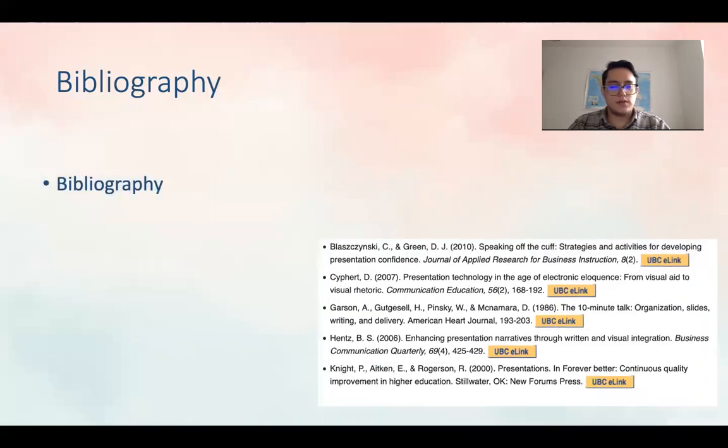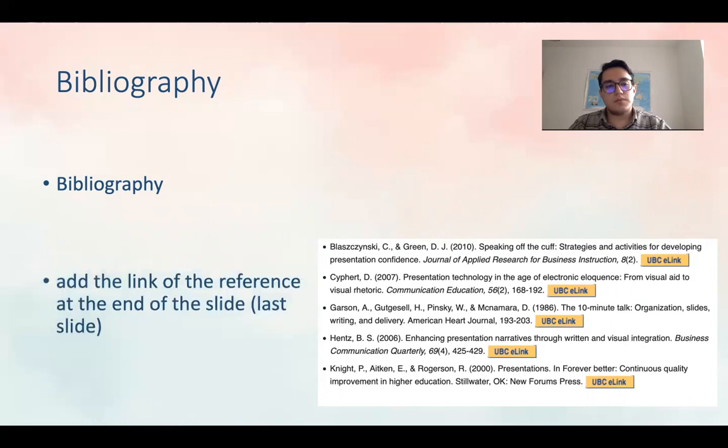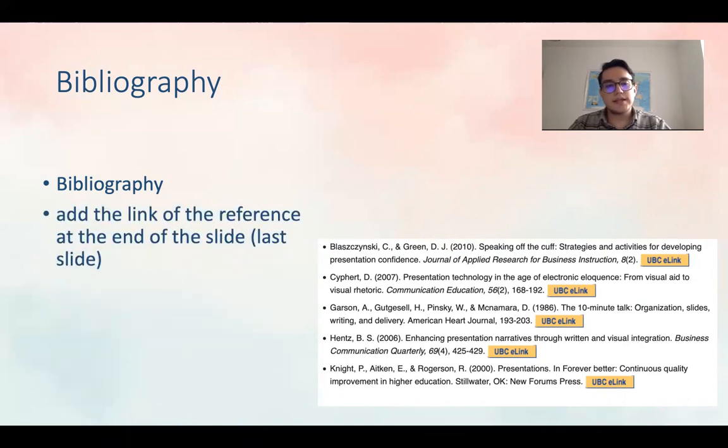Bibliography is another one, which is very important. You have to give all your sources always, otherwise someone can sue you, but I mean, you guys are still young, so maybe not, but I think it's best for you to learn how to give references and bibliography from now. So you can add the link of the reference at the end of the slide, on the last slide, or add in every slide.